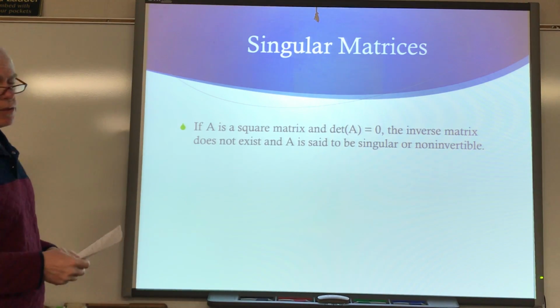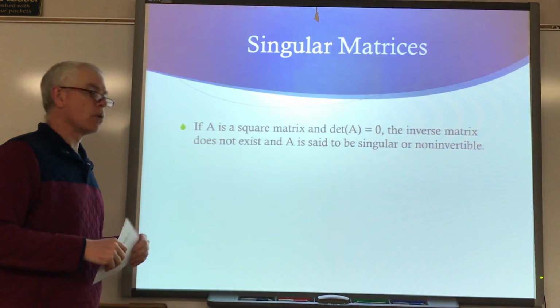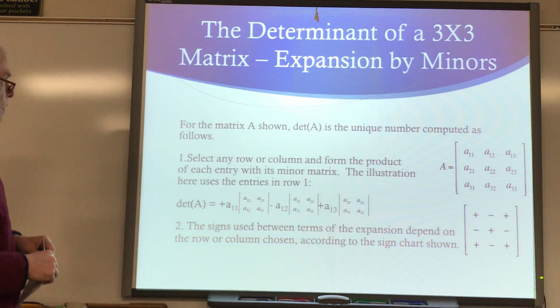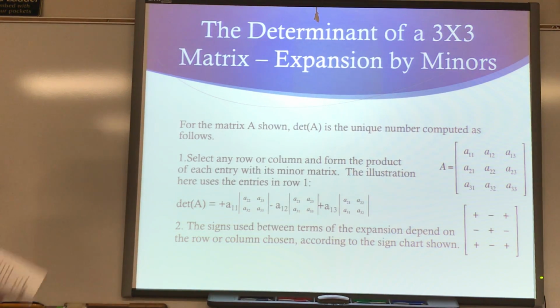Singular matrices are matrices that don't have an inverse. So if the determinant's 0, it's a singular matrix. This is a method of finding the determinant of a 3 by 3. We call it the expansion of minors.